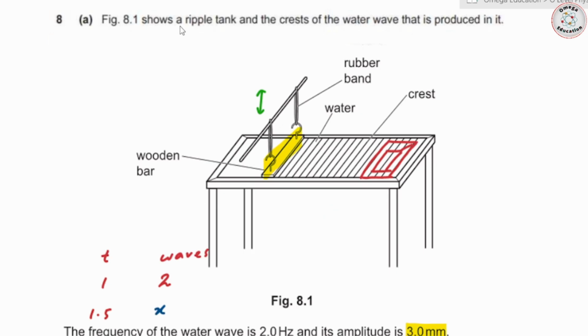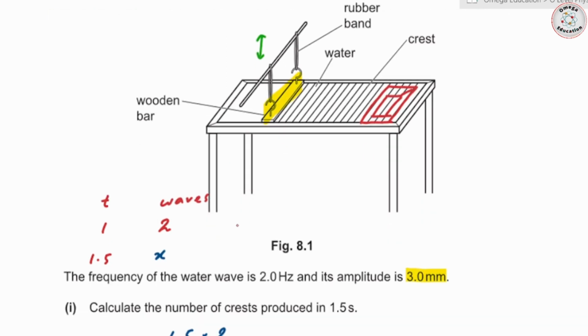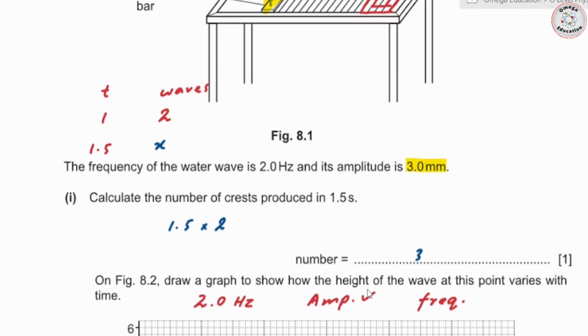Figure 8.1 shows the ripple tank and the crests of the water waves that are produced in it. The frequency of the water wave is 2 hertz, which means 2 waves per second, and its amplitude is 3 millimeters. Amplitude means the maximum displacement from the mean position. Calculate the number of crests produced in 1.5 seconds.